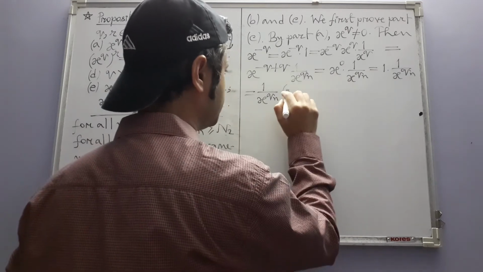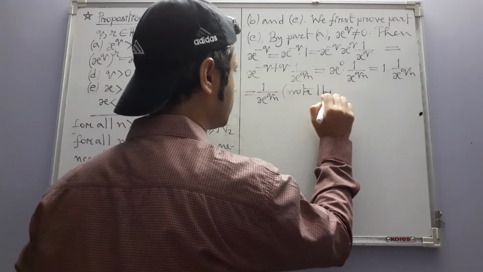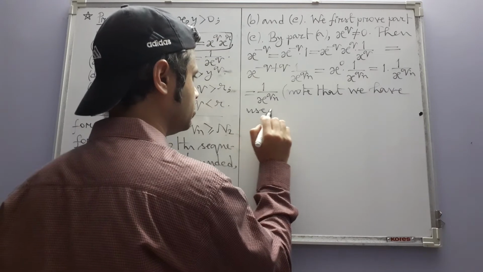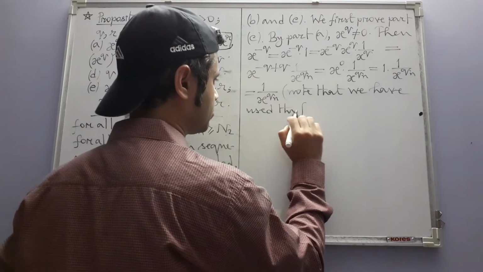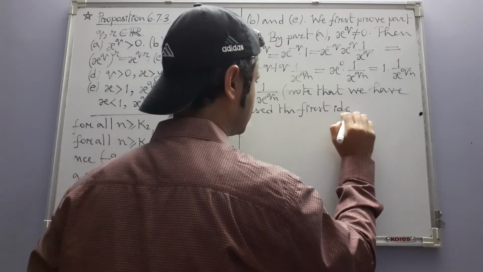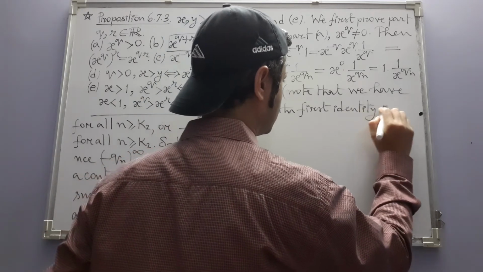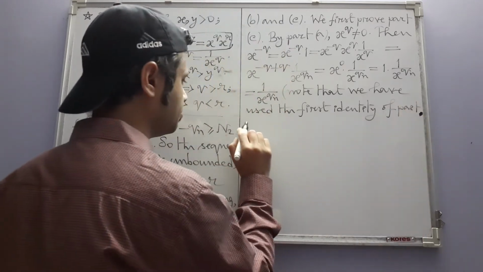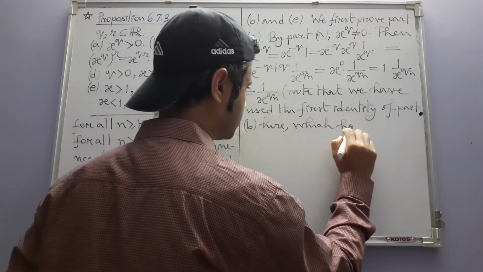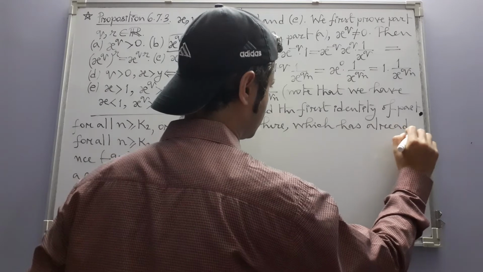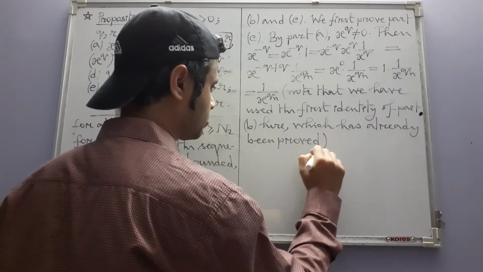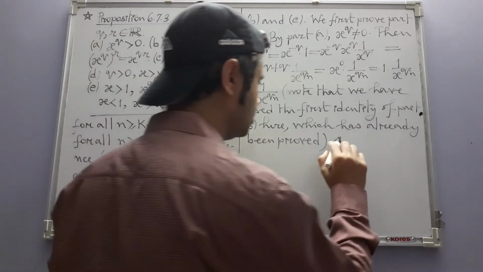Within brackets we write, note that we have used the first identity of part B here, which has already been proved. So this is part C.